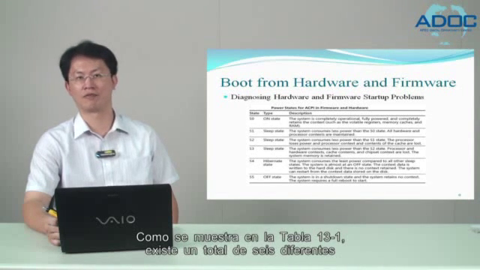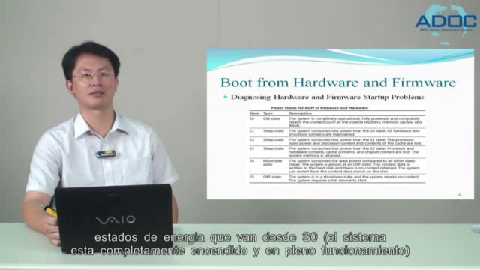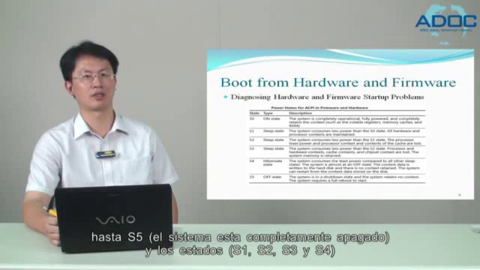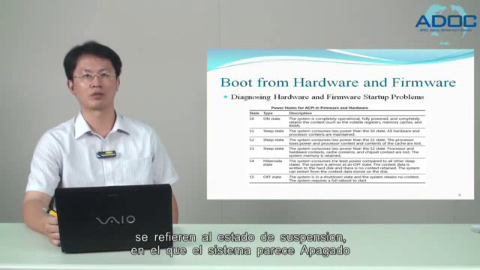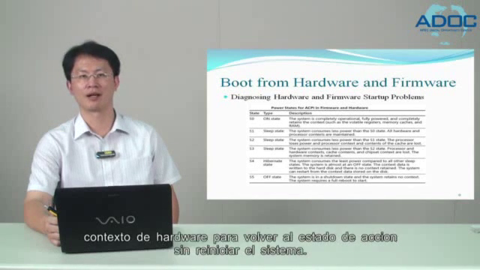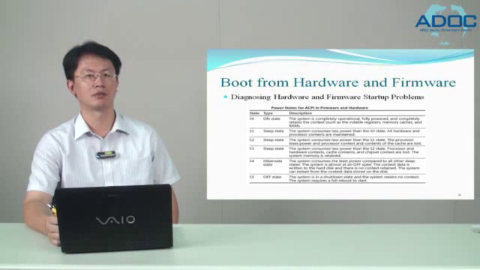there are a total of 6 different power states, ranging from S0, where the system is completely powered on and fully operational, to S5, where the system is completely powered off. And the states S1, S2, S3, and S4 are referred to as sleep states, in which the system appears off because of low power consumption, and retains enough hardware context to return to the working state without a system reboot.